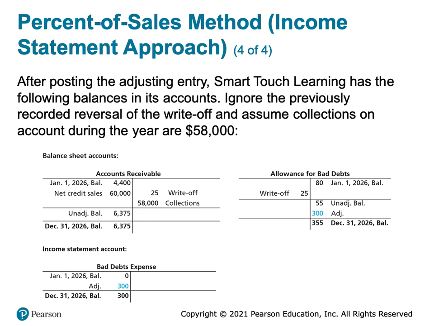After posting the adjusting entry, we can see how the T accounts are updated. On the income statement, we have the bad debt expense of $300, and on the balance sheet we have the contra account, the allowance for bad debts, for $300, which has been updated and will reduce our accounts receivable accordingly to present the net realizable value.